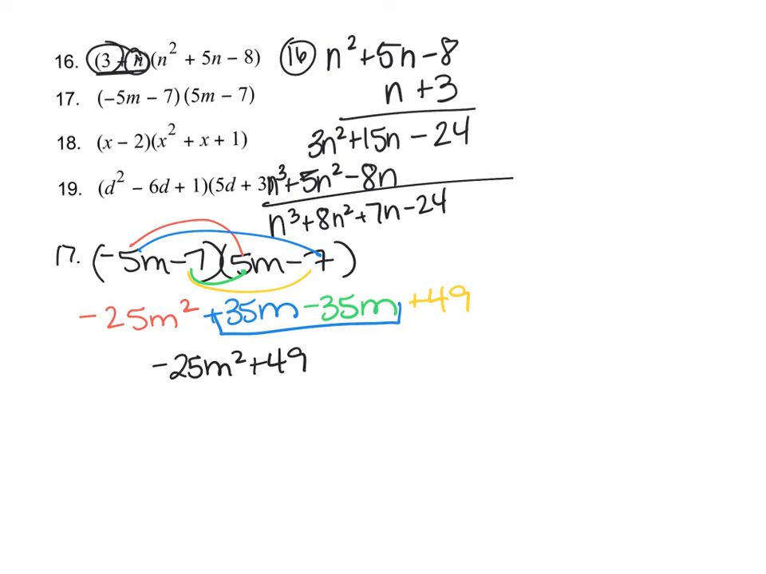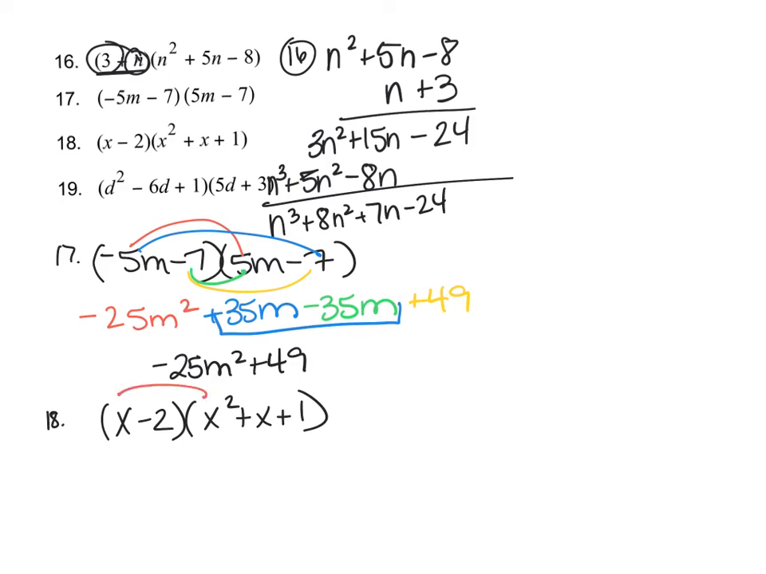And it just gets confusing the more terms you have, and then you have to find them to add up the like terms. It's not so bad when it's just a binomial times a binomial. So let's look at 18. x minus 2 times x squared plus x plus 1. So we'll do this horizontally.